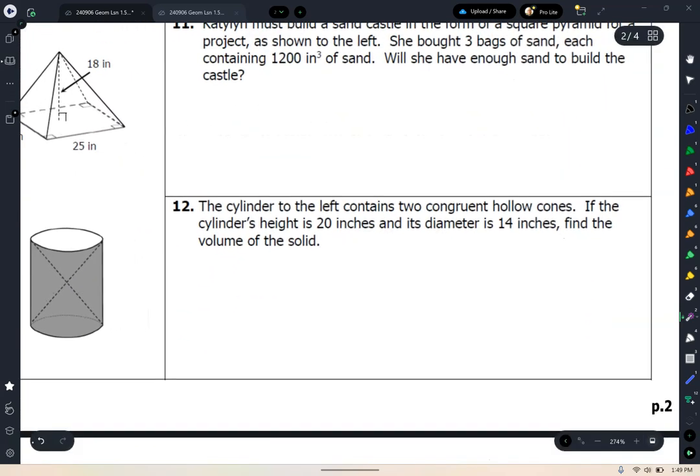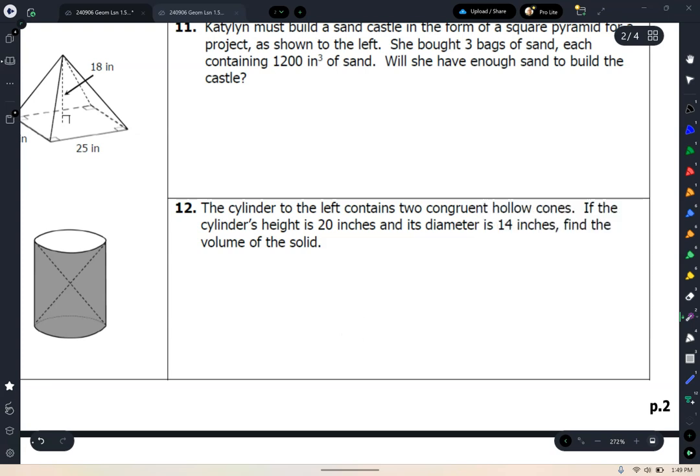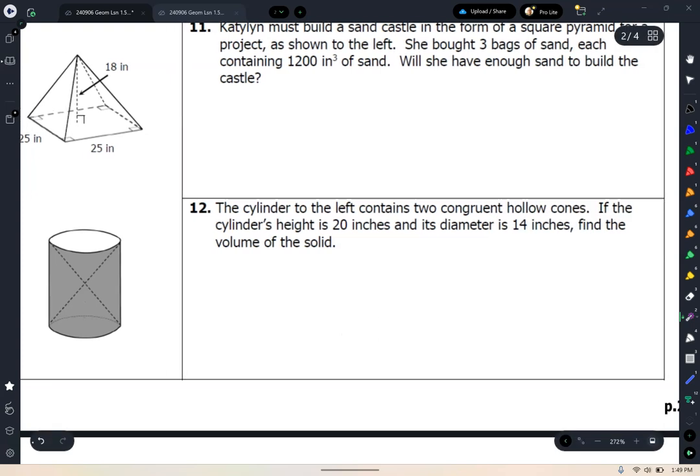Let's do 12. All right. So 12. Just catch what it says here. The cylinder to the left contains two congruent hollow cones. If the cylinder's height is 20 inches and its diameter is 14 inches, find the volume of the solid. Okay? So what they're saying is this cone in here is hollow, and this cone in here is hollow. And they're exactly the same, one on the top and one on the bottom. Okay, go ahead. See what you can do.